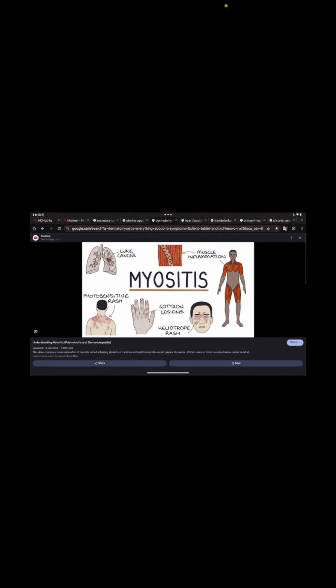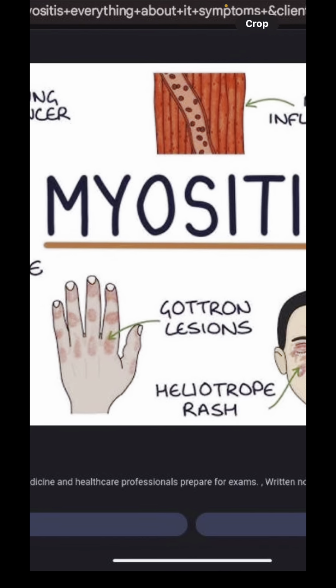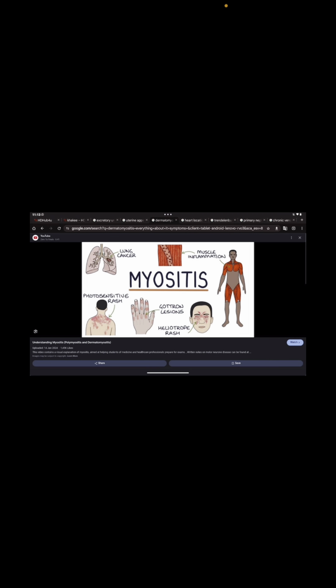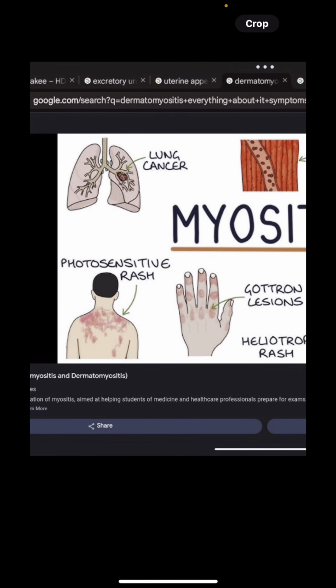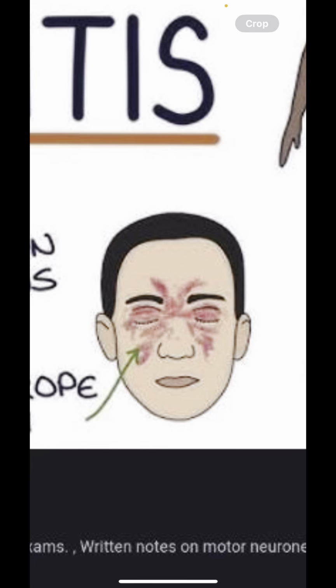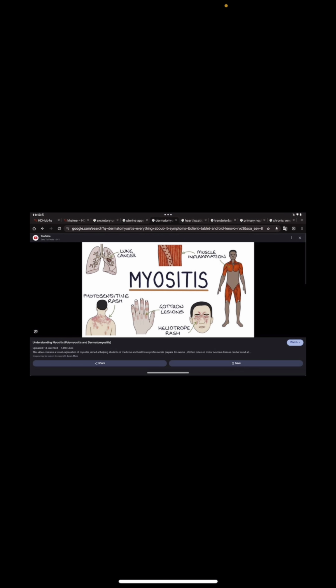So next is myositis. The main thing to remember in myositis is Gottron lesions. We may sometimes misdiagnose myositis with psoriasis because the Gottron lesions are also some sort of silvery scale type thing. But if the question says Gottron lesions, we don't have to mark psoriasis, we have to mark myositis in that question. Other symptoms you can see are lung cancer, photosensitive rash, heliotrope rash which is around the eyes of the person, and muscle inflammation. So mark myositis for that.